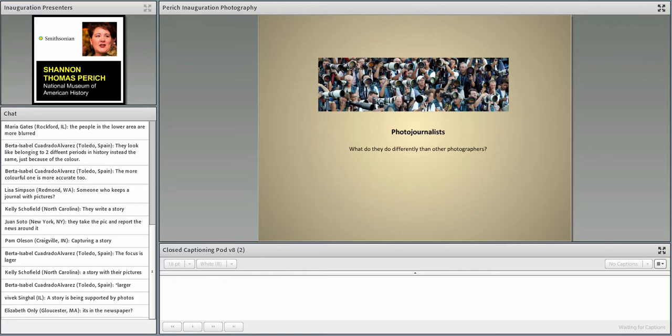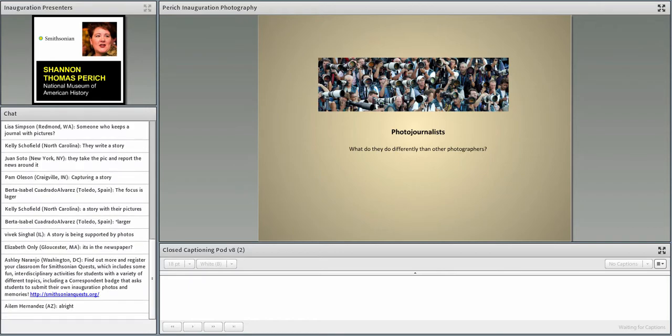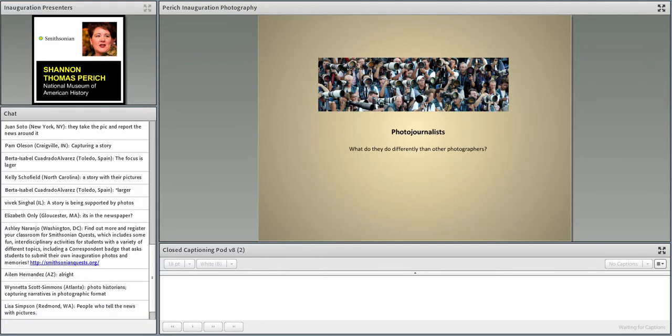So these are some great answers that we're seeing: a story that's supported by photographs, a story with pictures, capturing a story. And here's the really important one: report the news around it. One of the things that really distinguishes photojournalists is that there is an intention that the photograph is going to be published.